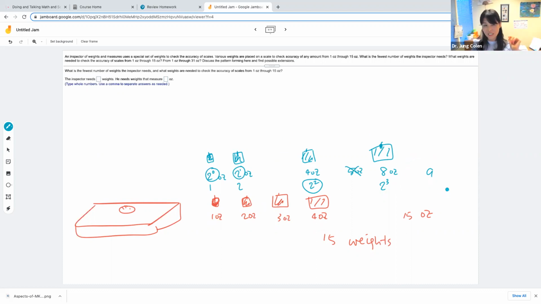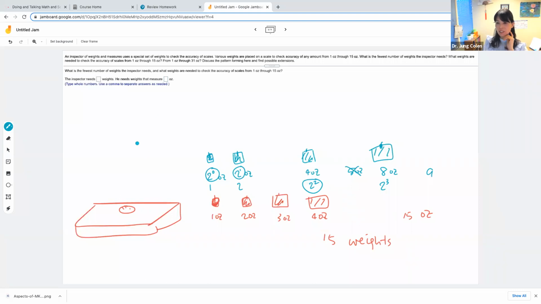9 ounce, you don't need it. 10, you don't need it. 11, you don't need it. 12, you don't need it. And 13, you don't need it because you can use whatever you have. So you actually need only these 4 of the weight to check all of the ounces from 1 to 15.